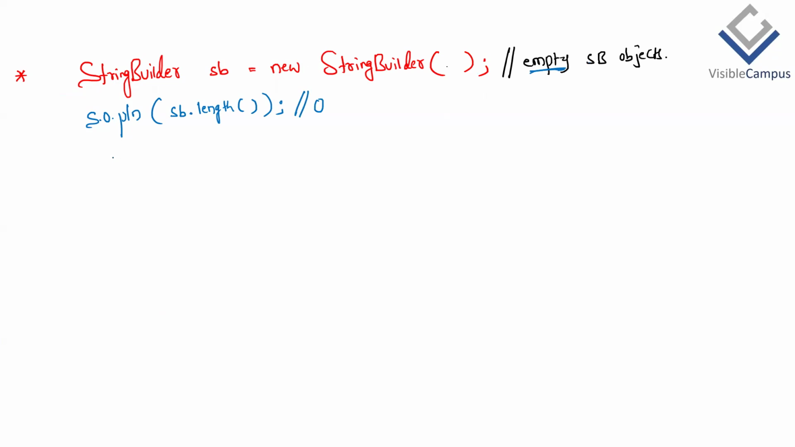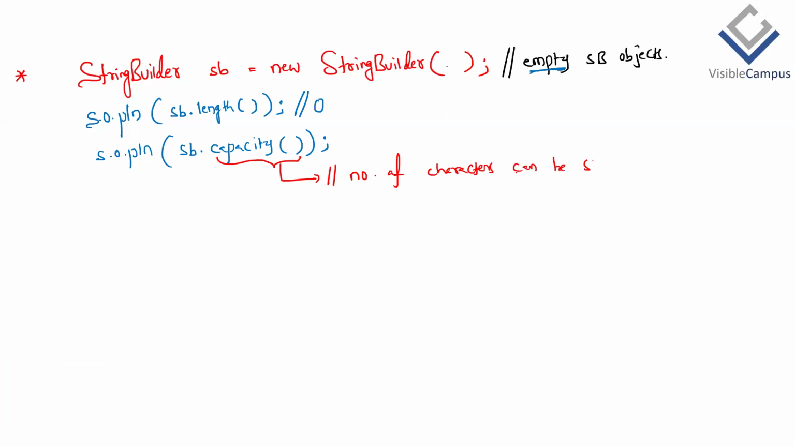At the same time, for every StringBuilder object there is one more method we can apply on it called capacity. What does this capacity method mean, first of all? The capacity means the number of characters that can be stored, or, in the simplest way, let me say that.